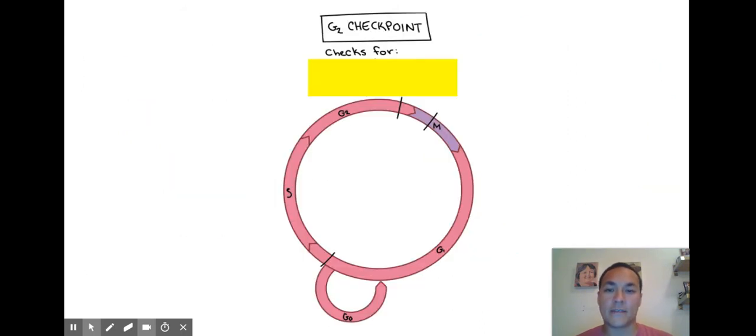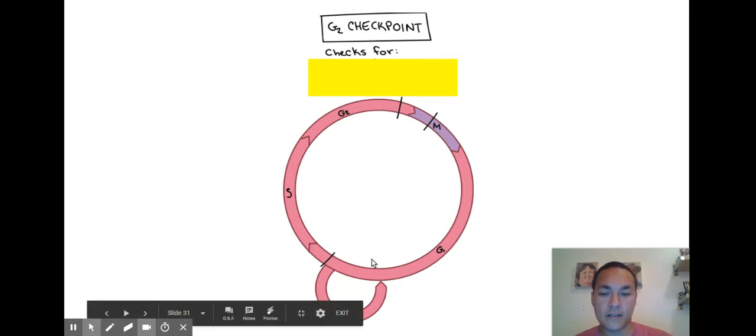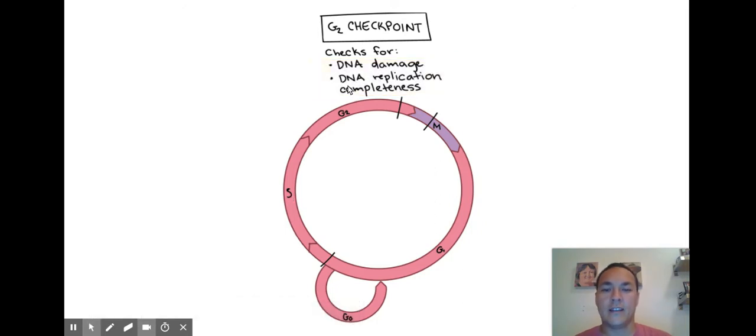Can you guess what happens during the G2 checkpoint? Right? Think about what's different between G1 and G2. Hopefully you see that we've gone through this S phase. So if you guess, it's really checking that the DNA was replicated properly. That means that it was copied properly, and it's also checking for any damage.